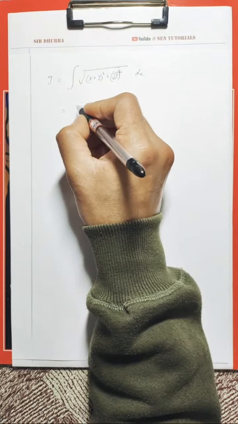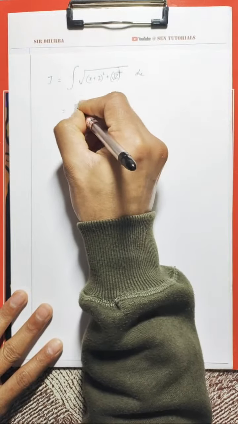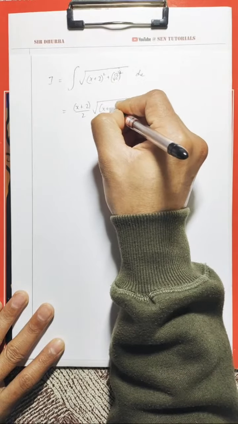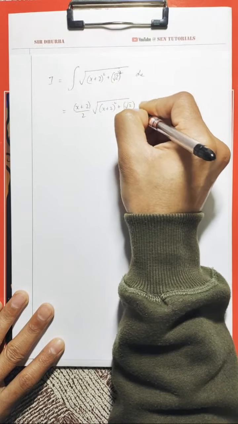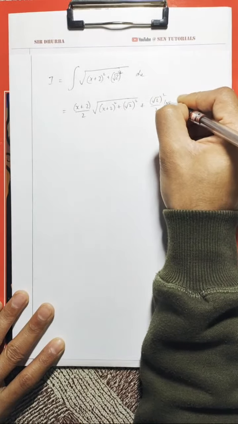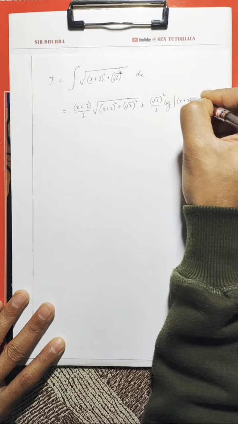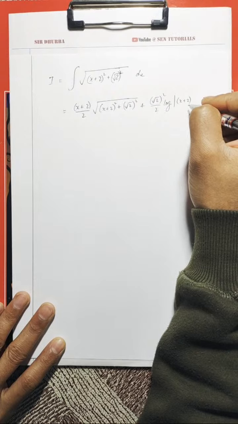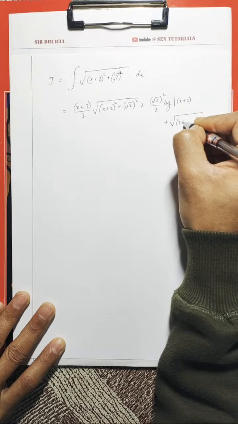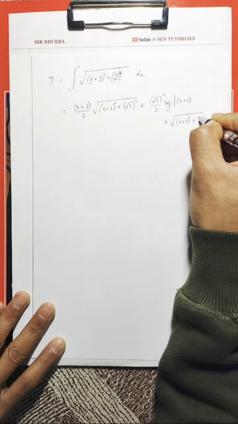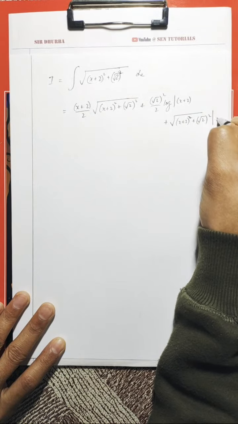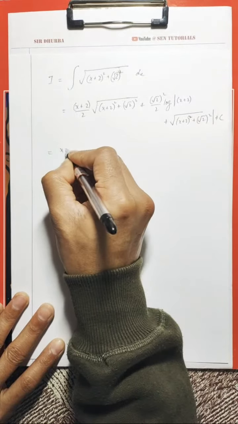So what was the formula? That is x by 2, the value of x here is x plus 2. Okay, root over of x plus 2 whole square plus a square, plus a square by 2 log of x. Okay, I'll just write here plus root over of x square plus a square plus c.